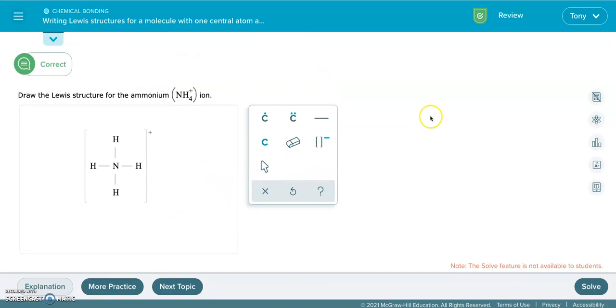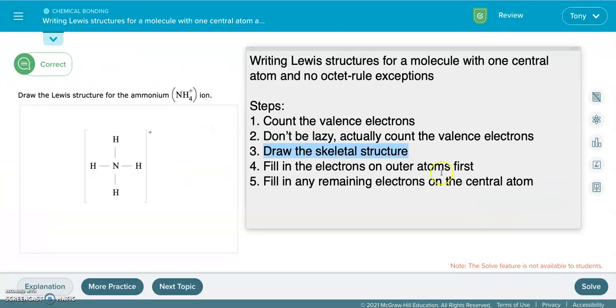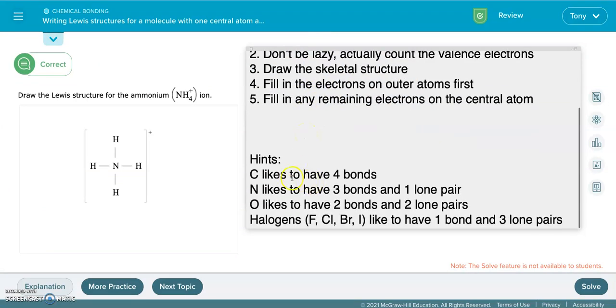So hopefully that gives you an overview of how to go about drawing these Lewis dot structures. I want to reinforce these steps. Count the valence electrons. Don't be lazy. And then also, I've got some hints down here that as you get more experience with this, they will come in handy. Now, this hint does not actually apply to this specific molecule here because this is an ion.